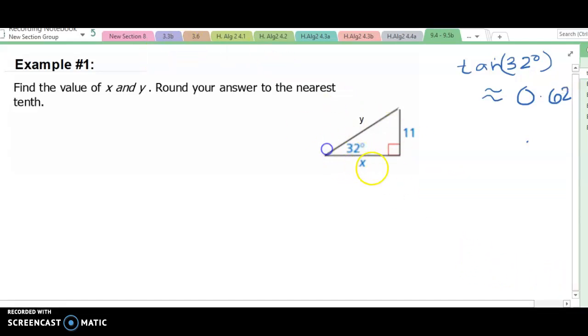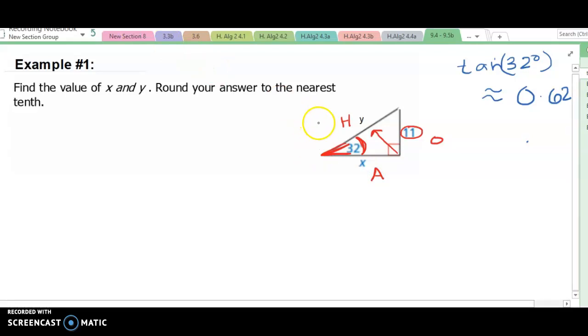All right. So let's look at this triangle here. We want to find the value of x and y. So all we know is this angle measure and this side length. Now trig allows us to do that. If I take 32, this is going to be my reference angle, so I can go ahead and label my sides. If that's my reference angle, this is my hypotenuse, this is my opposite, and this is my adjacent.